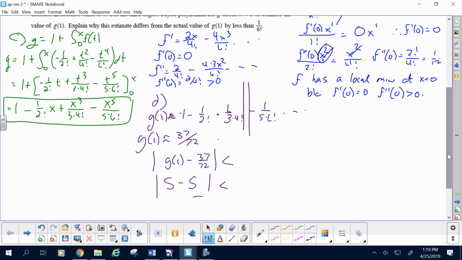Is it alternating or Lagrange? It's alternating, so we're going to alternating. S minus S3, do I need to meet the conditions for error bound, or are they already met? They're already met, they're already stated for us. So S minus S3 is less than or equal to the absolute value of A4.